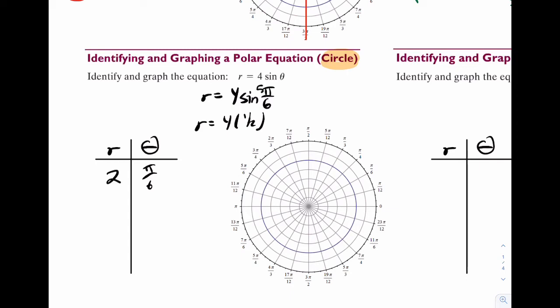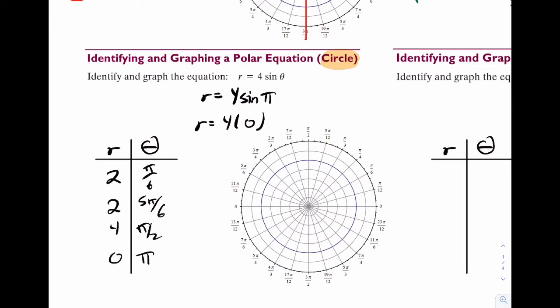Let's plug in 5 pi over 6. That would again be 2. And then let's plug in pi over 2. That'd be 1. That's going to be 4. And the last one I'm going to pick is pi. Now that's pretty cool because sine of pi is 0, which means we actually get pi comma 0. That's a pretty cool point.